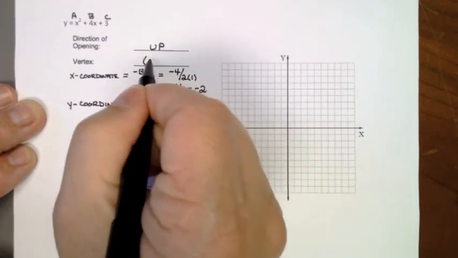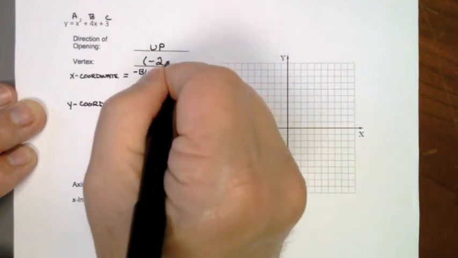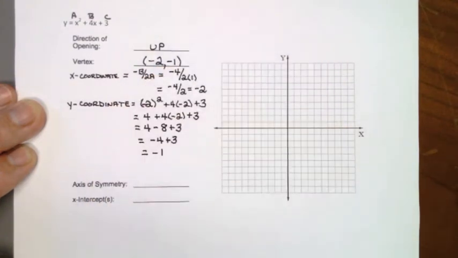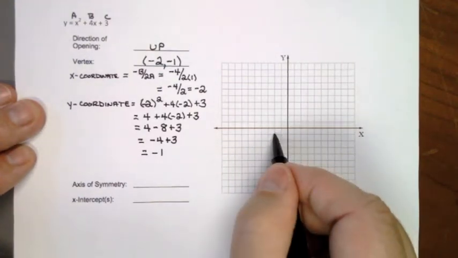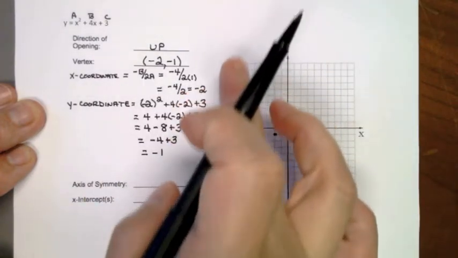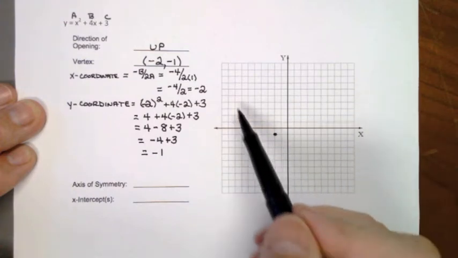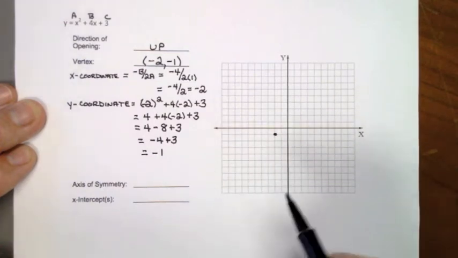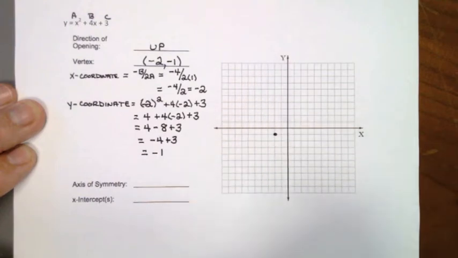So my x-coordinate is negative 2. My y-coordinate is negative 1. That's a point that I can go ahead and graph on this graph. That means I'm going to go back 2, down 1. And because this opens up, that means my graph is going to be up in this direction right here. And quadratics take a U shape. So I've got an idea of where this is going to be going. I'm going to be graphing points up here. It's definitely not going to be graphing points down here.